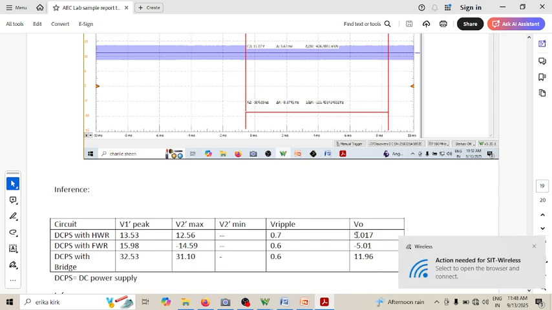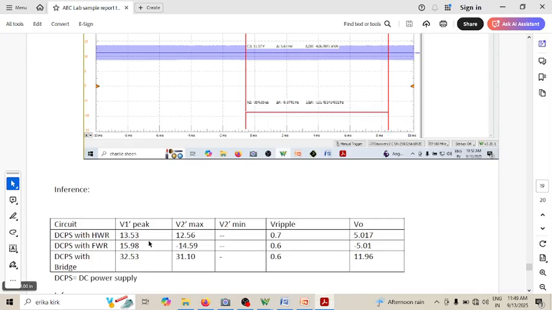Okay, this is the summary of all the readings, taken from the screenshots. These are the values which I summarized from the screenshots. So we are writing V2 dash peak for all the three circuits and V2 dash max from all the circuits. This is actually the negative maximum, and then you can see the ripple voltages and the output voltages. Here we wanted a plus 5 volt regulator, a minus 5 volt, and a plus 12 volt. You can see you almost have that: plus 5, minus 5, and 11.96.